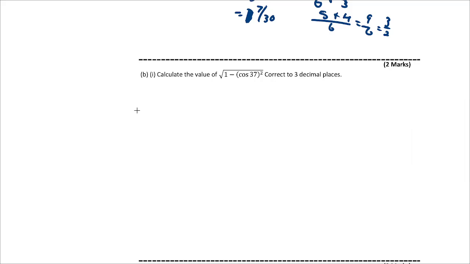So the exact answer for this was 0.60181503. 3 decimal places, 1, 2, 3, draw a line here, 8 is more than 5, add 1, 0.602 to 3 decimal places.